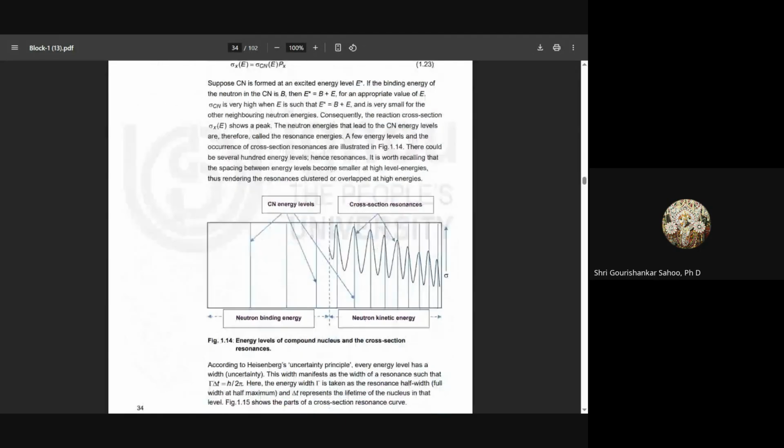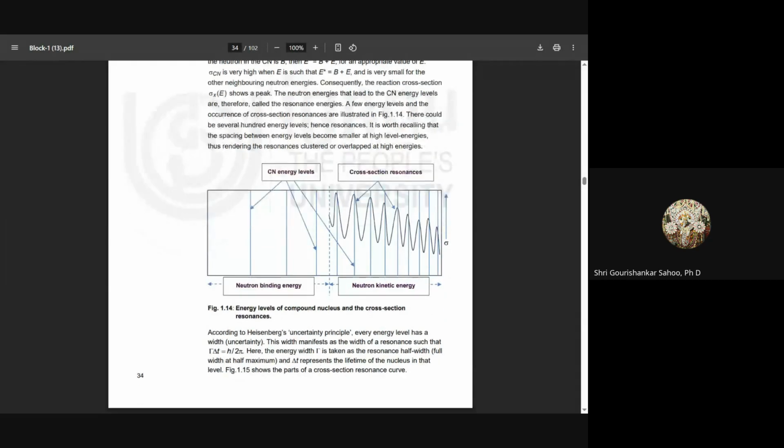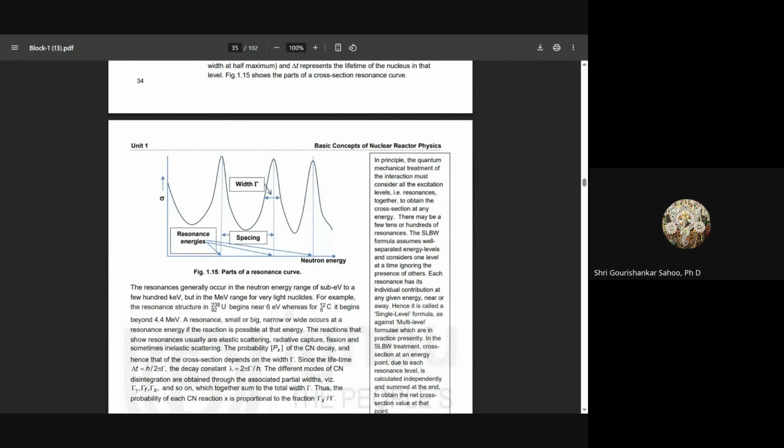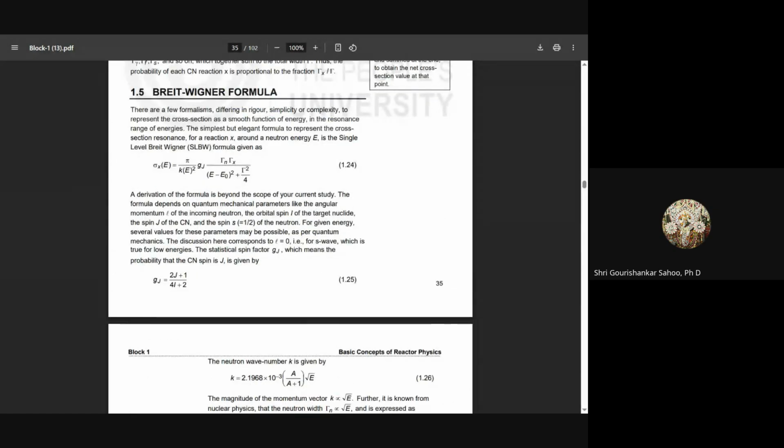Then resonance: compound nucleus energy levels and cross-section resonances, and parts of the resonance curve, which is shown on the screen. Then the Breit-Wigner formula. So sigma x as a function of E is equal to pi by k squared, Gj gamma n gamma x by (E minus E0) square plus gamma square by 4. And the statistical spin factor Gj, which means the probability that the compound nucleus spin is capital J, is given by Gj is equal to (2J plus 1) by (4L plus 2).